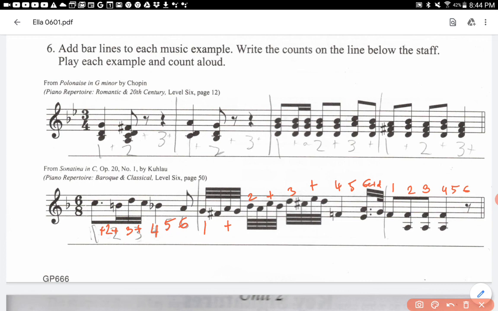Good luck. That's a great example of rhythmical difficulties. Okay, looking forward to you trying and completing it.